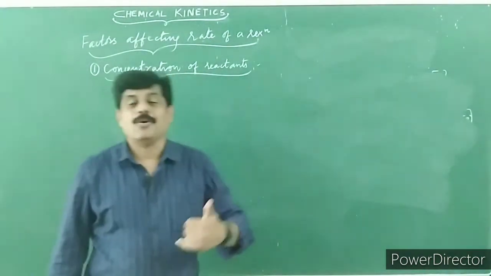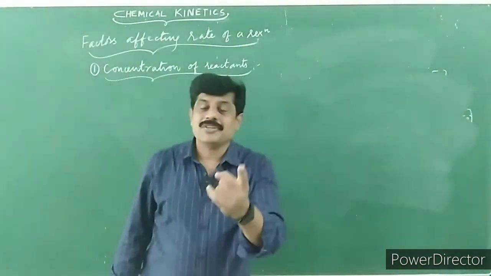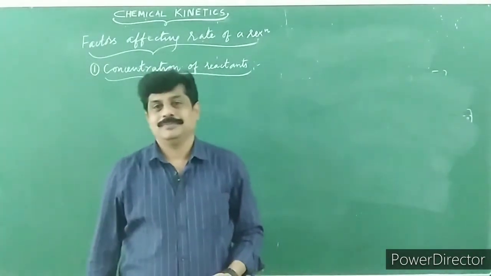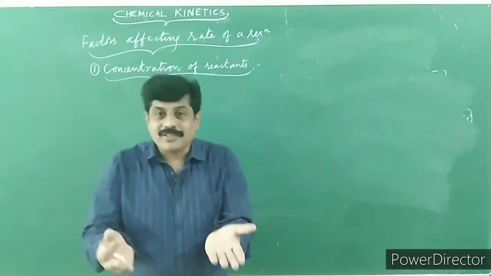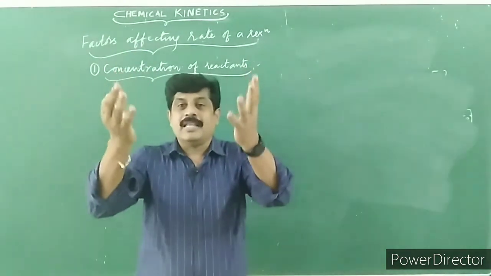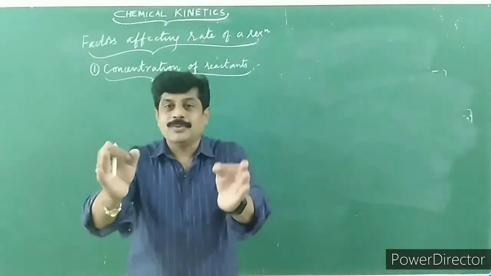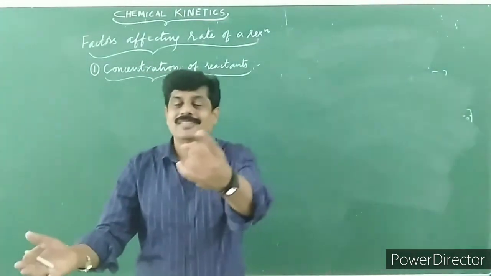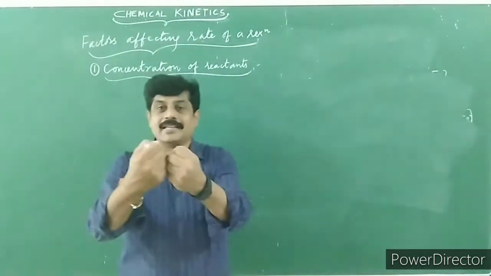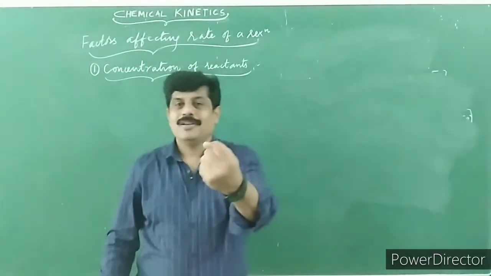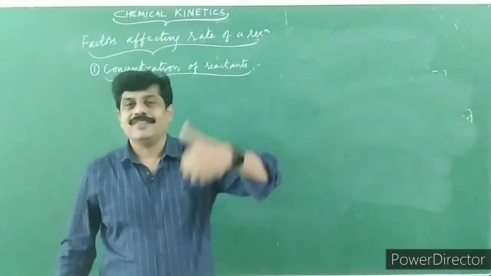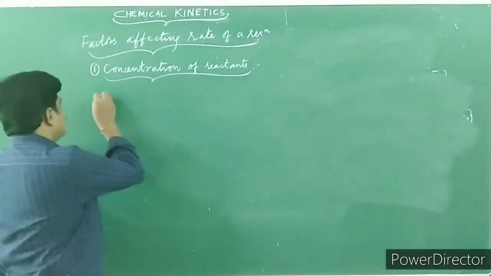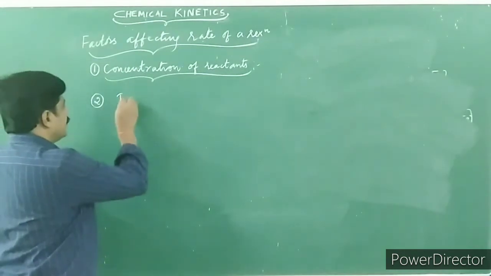Children, according to a theory called collision theory, the reaction takes place because of the collision between the reactant molecules. Remember, if the concentration of reactant is more, the number of molecules of reactants per unit volume will be more. Because of that, the chances of collision between the reactant molecules are also more. Because of that, the rate of the reaction increases. Hope you understand that. Second one, we have temperature.